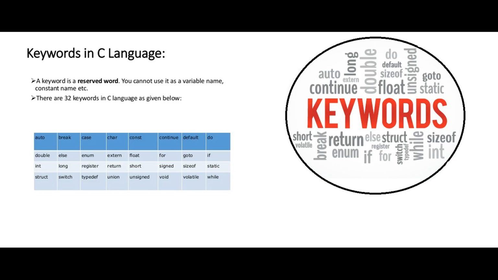And now move on to the keywords in the C language. A keyword is a reserved word. You can't use it as a variable name or as a constant name. There are 32 keywords defined in the C language. We can't use these 32 words as a variable name or as a constant name. These are already defined in the C language by the C compiler. And these 32 keywords are shown here.